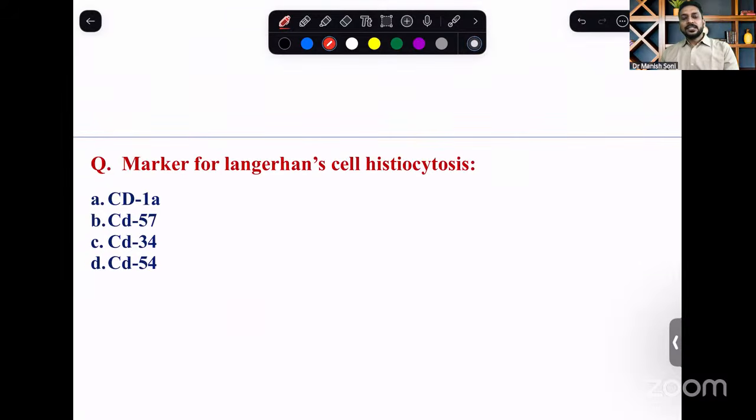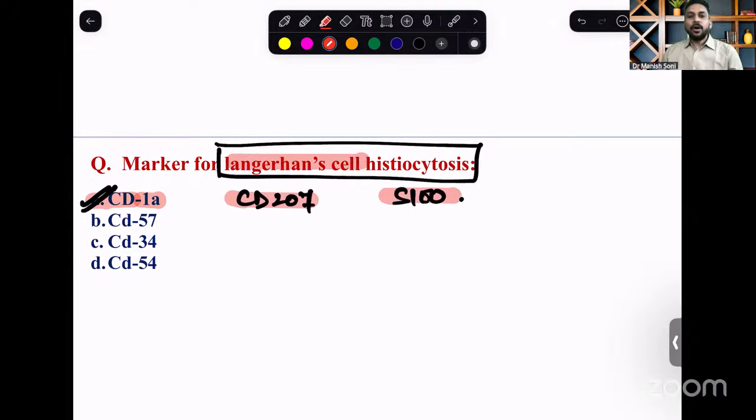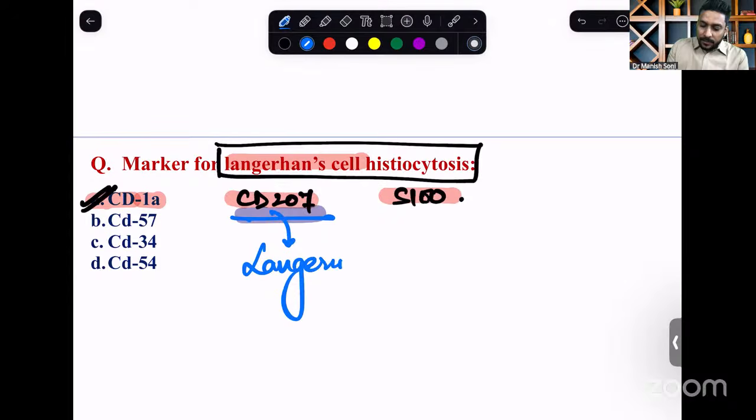Now they sometimes ask you the markers of Langerhans cells. So these markers come out positive in diseases related to Langerhans cells like Langerhans cell histiocytosis. And the markers are CD1a, CD207, and S100. All these three are markers of Langerhans cells or Langerhans cell histiocytosis. Among them, CD207 is also known as Langerin. So another name of CD207 is Langerin, and this is the most specific marker.